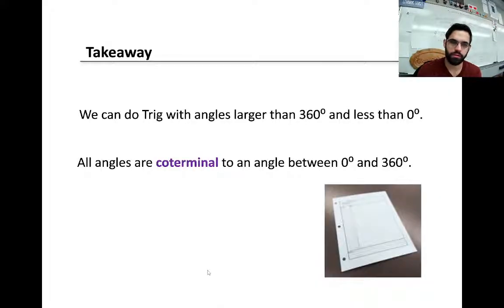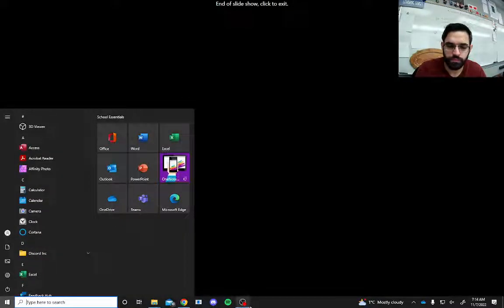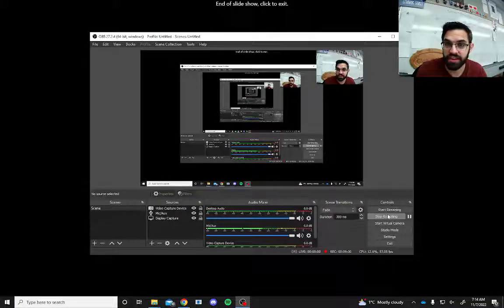Okay. We can now do trig. We now have the pieces in place to do trig with angles larger than 360 and angles less than 0. And we've also figured out how to understand coterminal angles. And we can represent coterminal angles to turn any angle into a coterminal angle between 0 and 360, or 0 and 2 pi. Which we can use now because I'm looking at trig functions again. Ho ho.